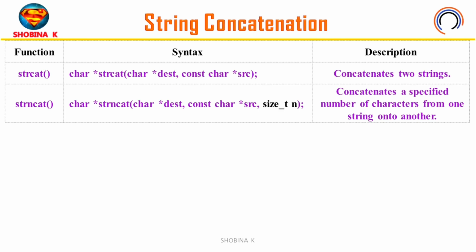In that, char asterisk dest: this parameter is a pointer to a character array. It represents the destination string to which the content of the source string will be appended, and this function modifies the string. Const char asterisk src: this parameter is also a pointer to a character array. The src parameter is a string you are joining onto the end of the dest string. The const qualifier indicates that the content of this string will not be modified by the function. Size underscore t n: this parameter specifies the maximum number of characters to concatenate from source to destination.